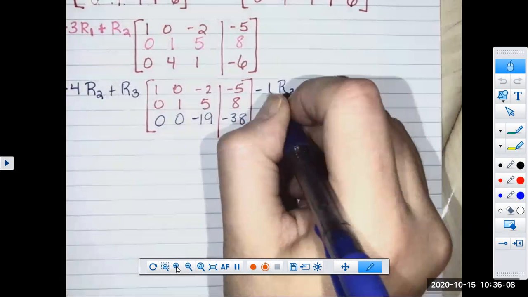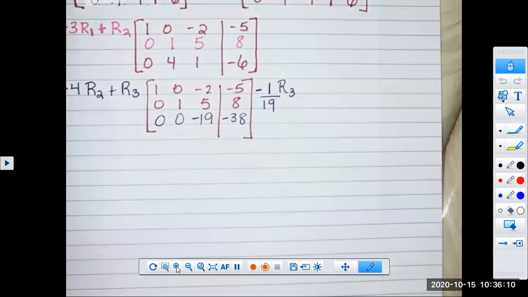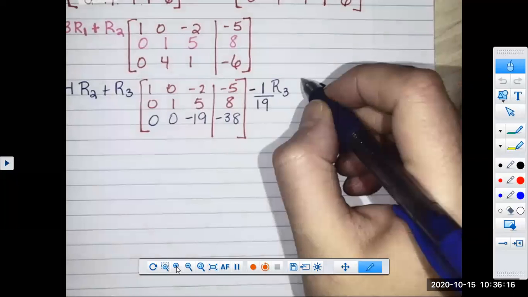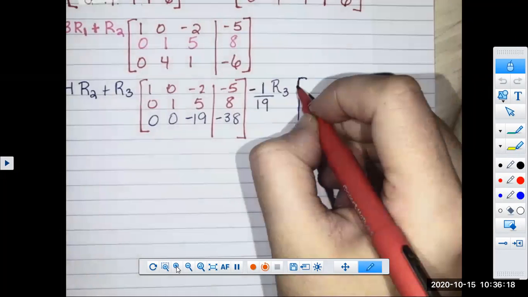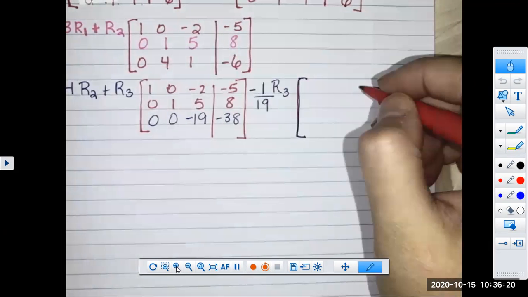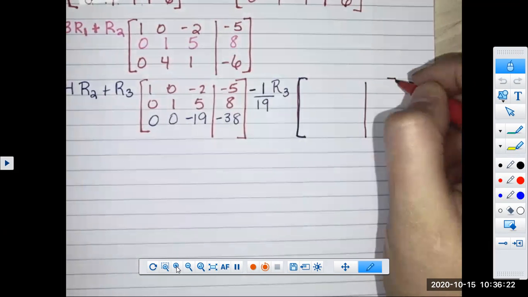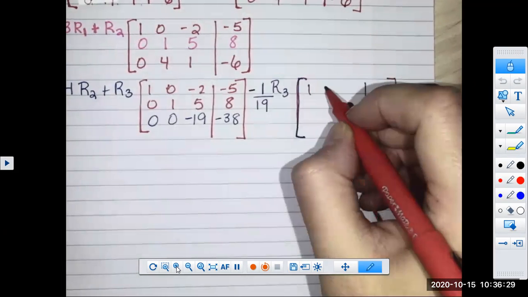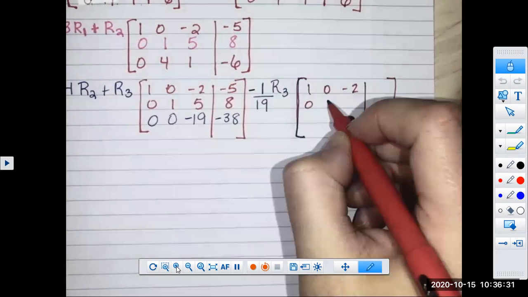So we're going to multiply row 3 times -1/19. That's why I said, right, this is gross. It should work out okay in the end. We'll see. Sometimes you do wind up with fractions. Okay, so bring over row 1 and row 2.